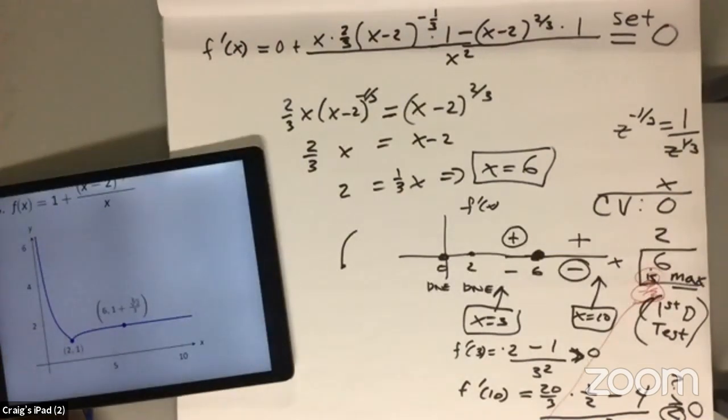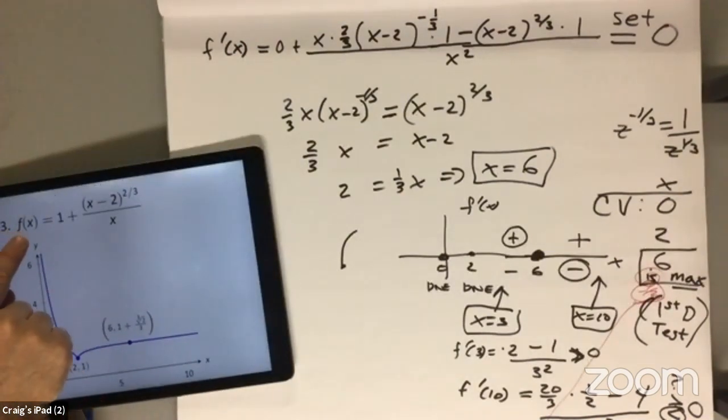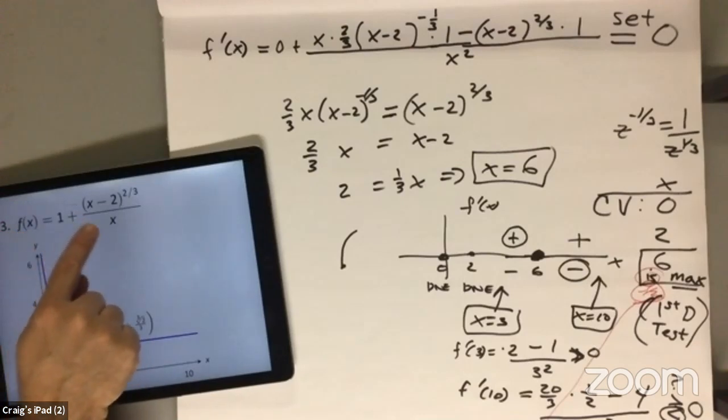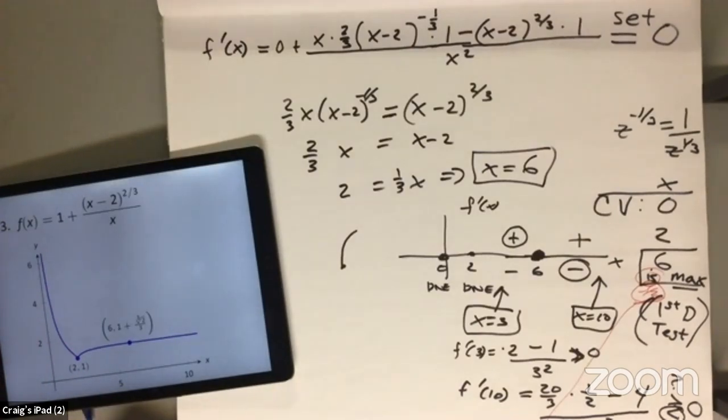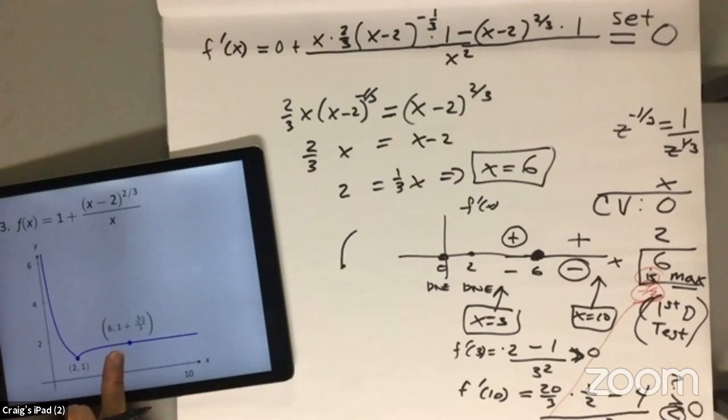The maximum value of the function is f of 6. And so I have to stick it back into here. When I stick in 6, I get 1 plus 6 minus 2, which is 4, to the 2/3 power, divided by 6. And when I simplify all that, I'm going to get this, 1 plus cube root of 2 divided by 3, if the book is to be believed. If they're correct, then that should be what it works out to be.